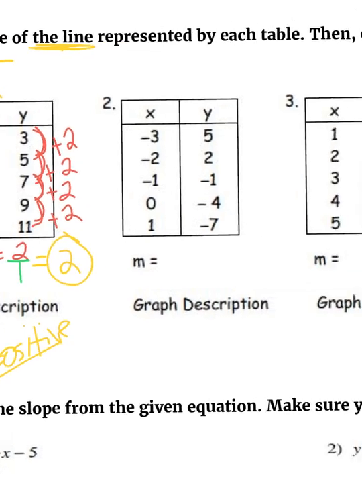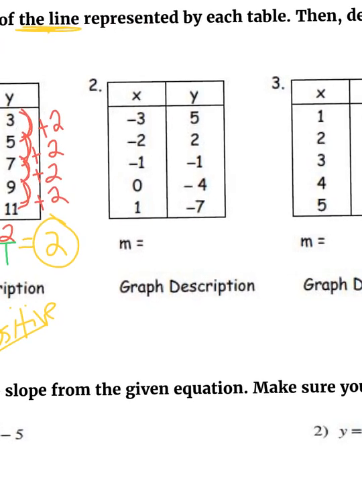Okay, so let's look at graph or table number 2. Change in y over change in x. So my change in y, let's see how much this is changing. From 5 to 2, we know it's going down 3. Same as here. -1 to -4 is down 3. And -4 to -7 is down 3. So I have a consistent change of -3.